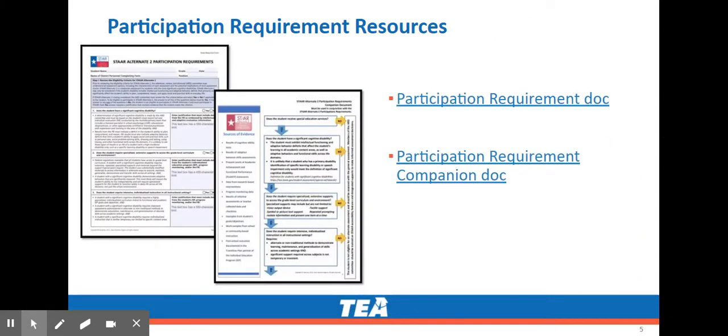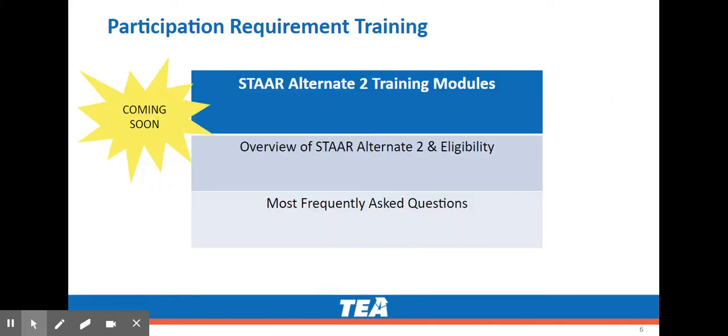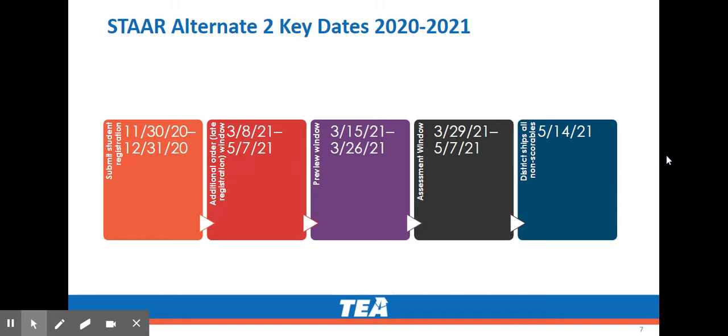We fill out participation requirements, so that's documented in the ARDs. There are some STAAR ALT 2 training modules, and I will send you the link for that. It's kind of like the regular STAAR modules. You'll just take that and at the end print your name in the certificate and return it to me. It does not replace this training that I'm giving you, but it's just a supplement.